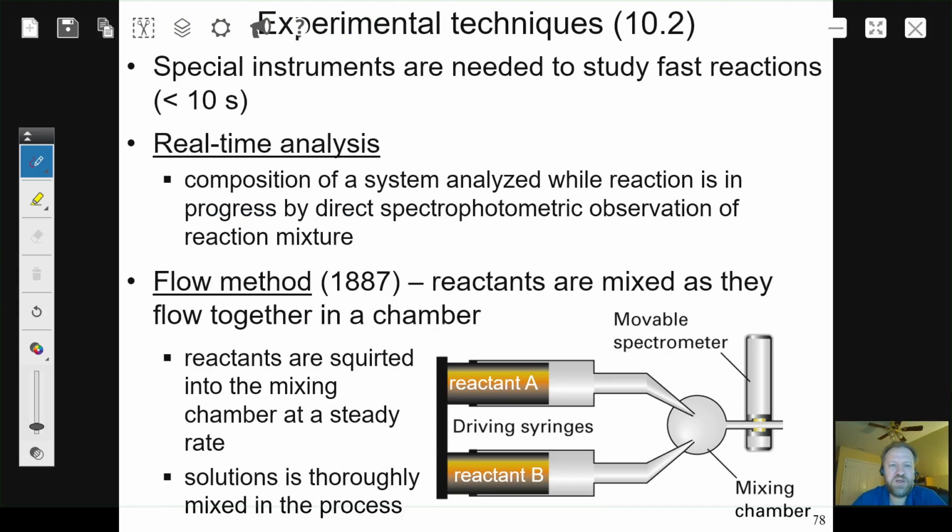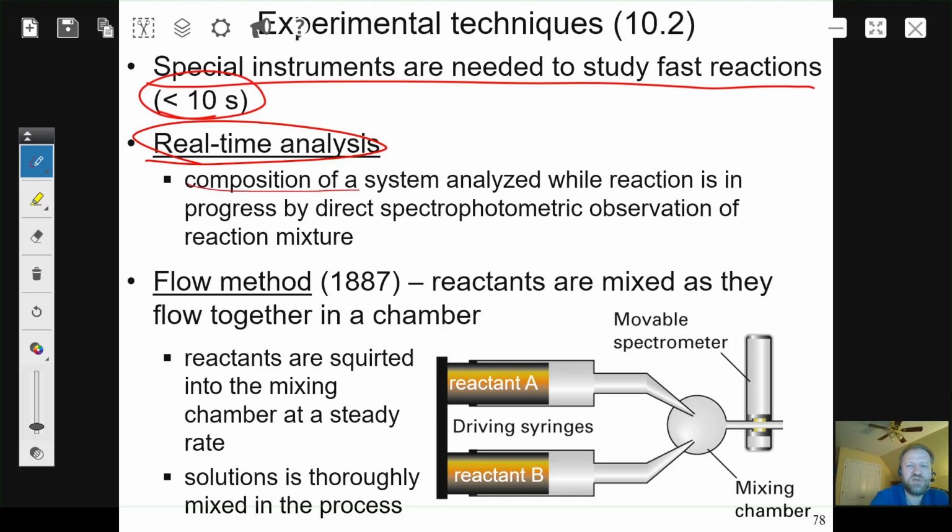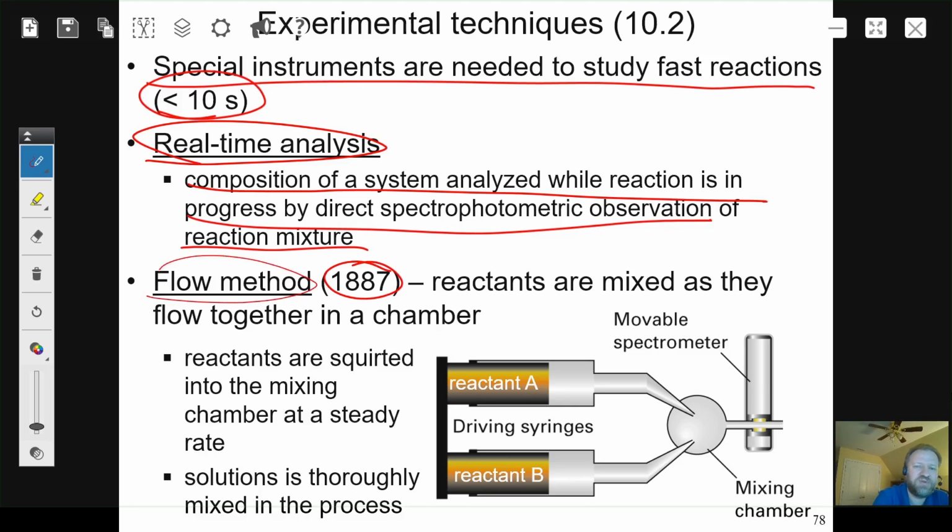All right, and then the final topic that I want to talk about is the experimental techniques. It's not a surprise that special instruments are needed to study fast reactions taking place on the time scale below tens of seconds. The most powerful technique is real-time analysis, where the composition of a system is analyzed while the reaction is in progress. That composition is usually determined by direct spectrophotometric observation of the reaction mixture. The first well-established method dates back to the end of the 19th century. It's known as the flow method.